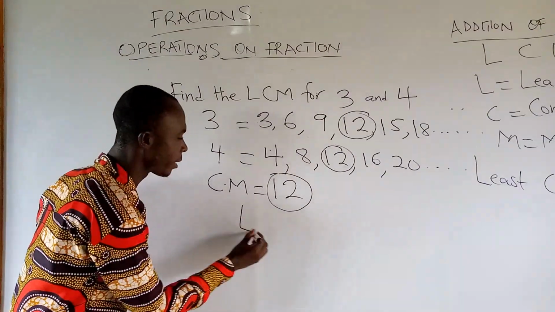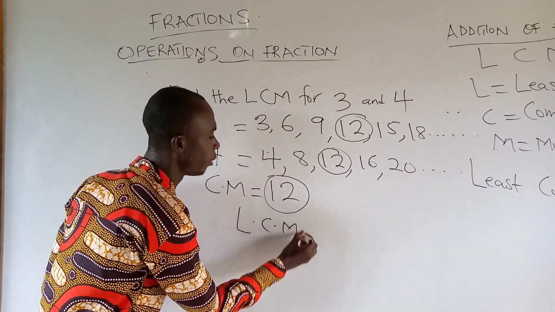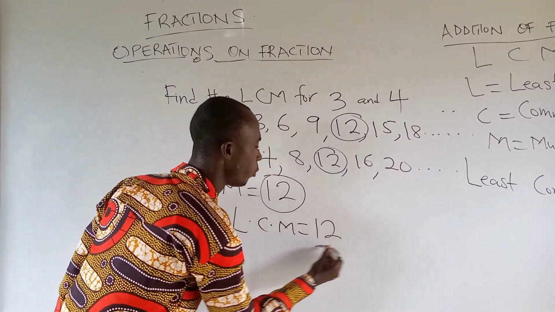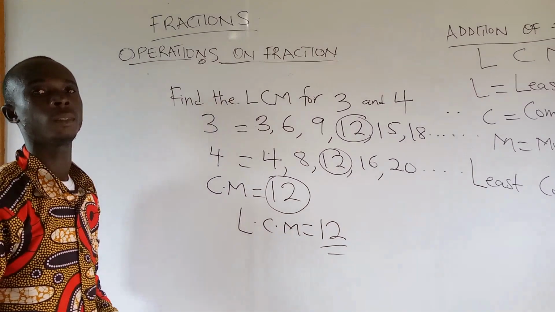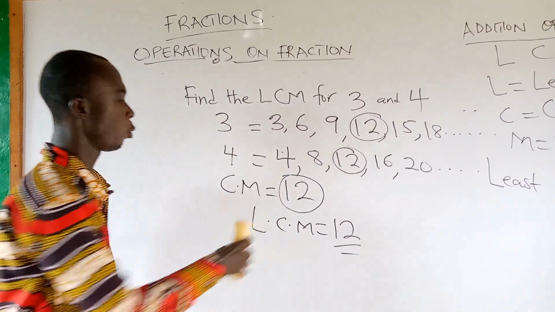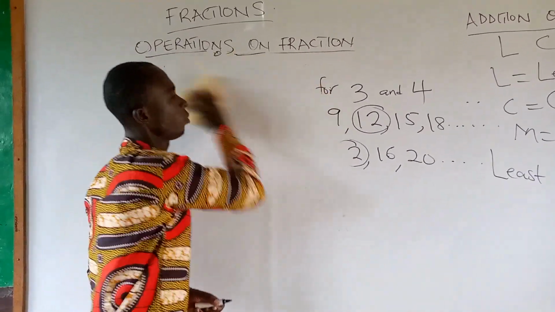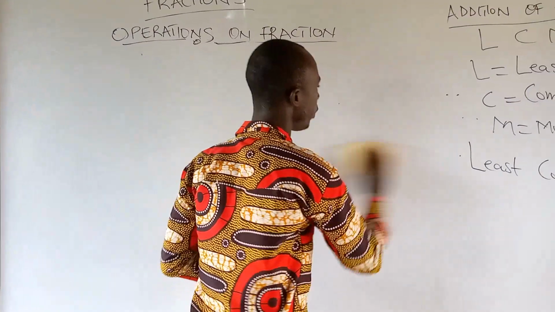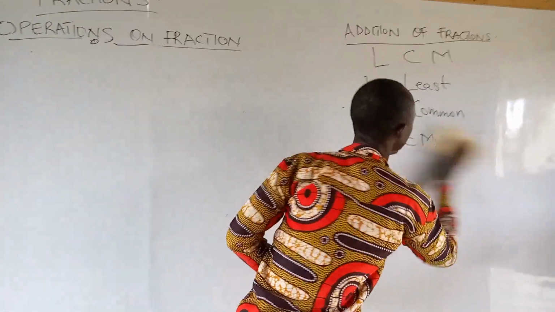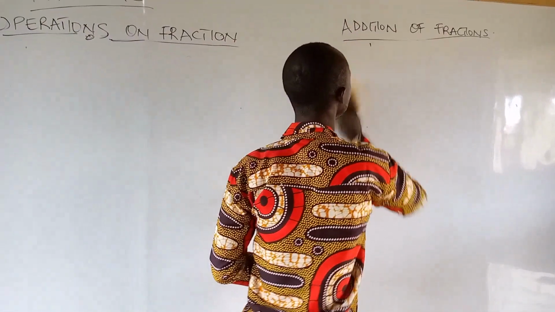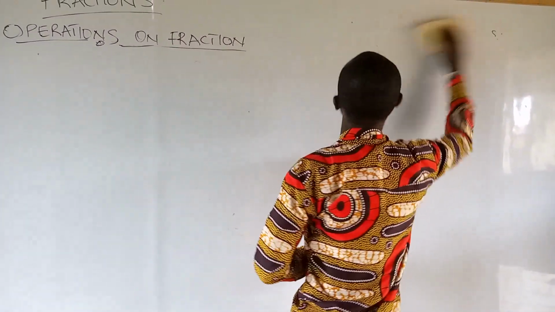So our LCM for 3 and 4 is what? 12. That's our answer. So I'm now done with least common multiple. Once I'm done with least common multiple, let me move on to addition of fractions.